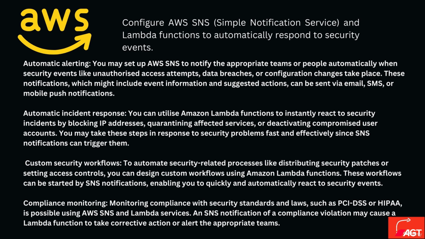You can automatically react to security events and take action to reduce potential security concerns by configuring AWS SNS and Lambda services. To increase cloud security, use AWS SNS and Lambda functions in the following ways. Automatic alerting. You may set up AWS SNS to notify the appropriate teams or people automatically when security events like unauthorized access attempts, data breaches, or configuration changes take place. These notifications, which might include event information and suggested actions, can be sent via email, SMS, or mobile push notifications.